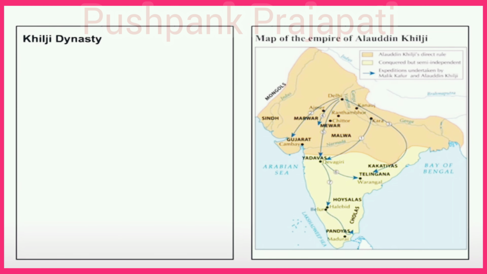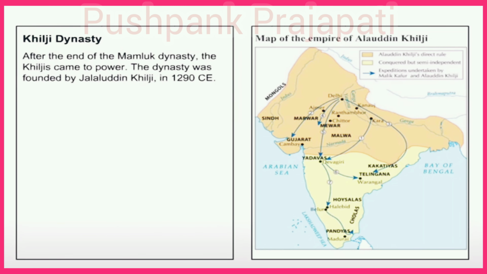Khilji dynasty. After the end of the Mamluk dynasty, the Khiljis came to power. The dynasty was founded by Jalaluddin Khilji in 1290 CE. He was brutally murdered by his nephew, Alauddin Khilji, in 1296 CE.